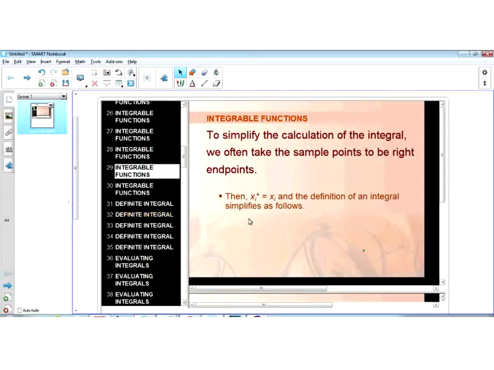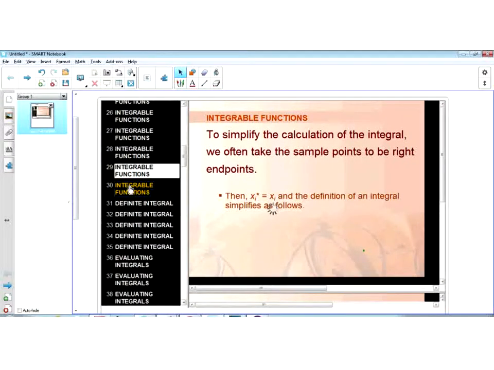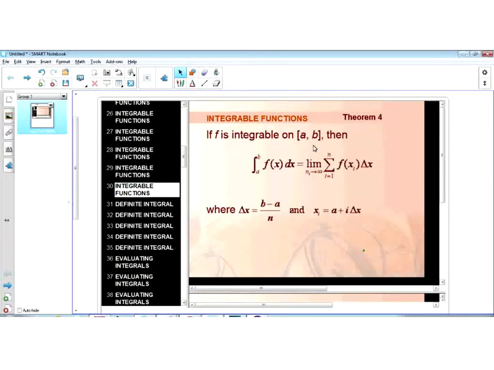For simplified calculations, we take the sample points to be the right endpoints. So we take our sample point to be the right endpoint for simplicity. If f is integrable on a closed interval, there's the definition again using right endpoints. Delta x is equal to (b minus a) over n. x sub i is equal to a plus i delta x.